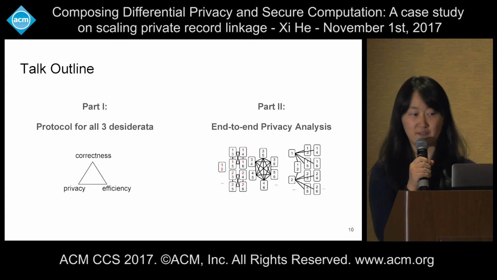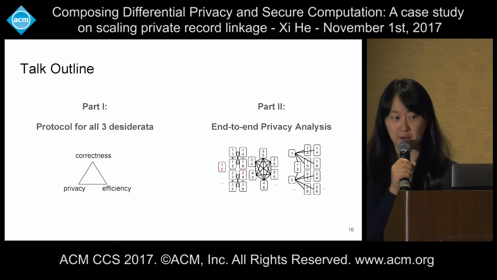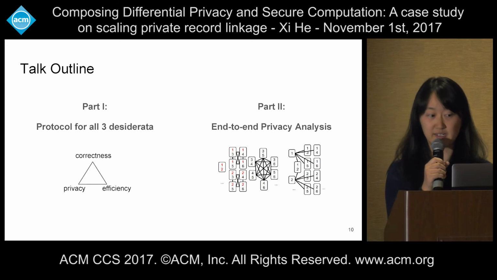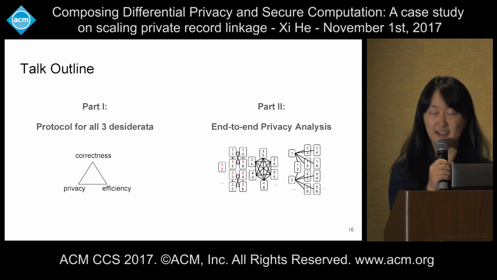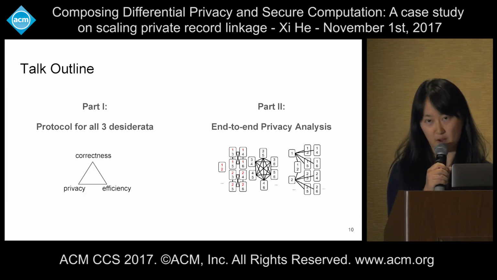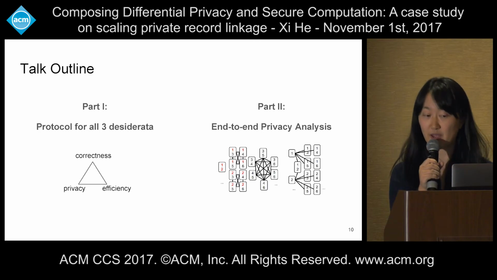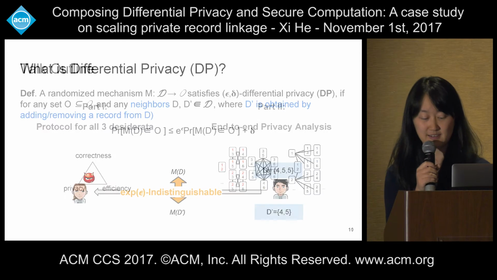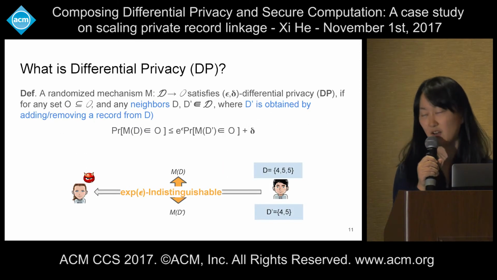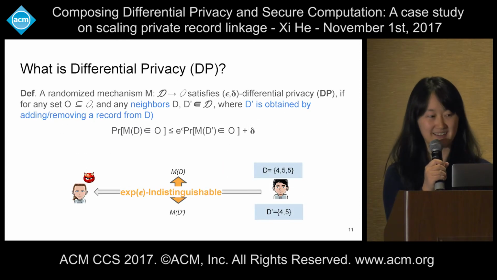So in our talk, we're going to answer these questions. Firstly, in the first part of my talk, I'm going to propose protocols to achieve these three desiderata: correctness, privacy, and efficiency. And in the second part of my talk, I'm going to provide an end-to-end privacy analysis for this hybrid approach. So first, let's take a look at what differential privacy is.